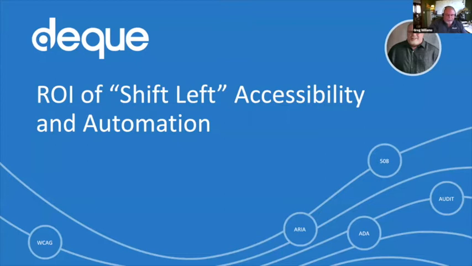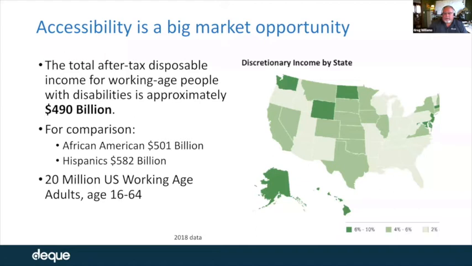So the first thing I want to talk about is the market opportunity of accessibility. And this is what we refer to as the 1 in 5, or the 20% of the population, not just in the United States, but really worldwide, who have some type of disability or some need to potentially interact with your company or your products or your websites in a different way than you might expect.